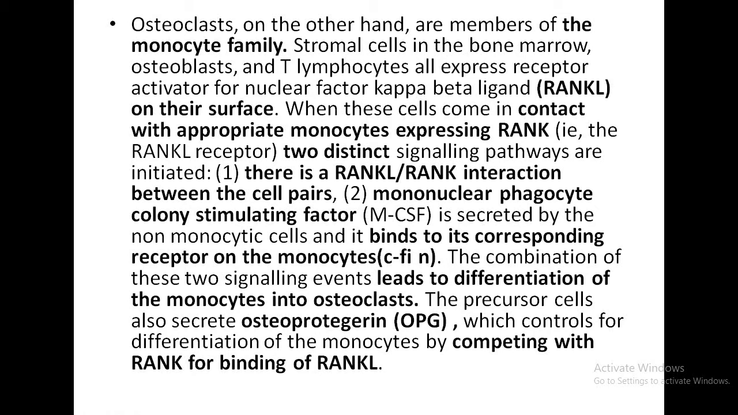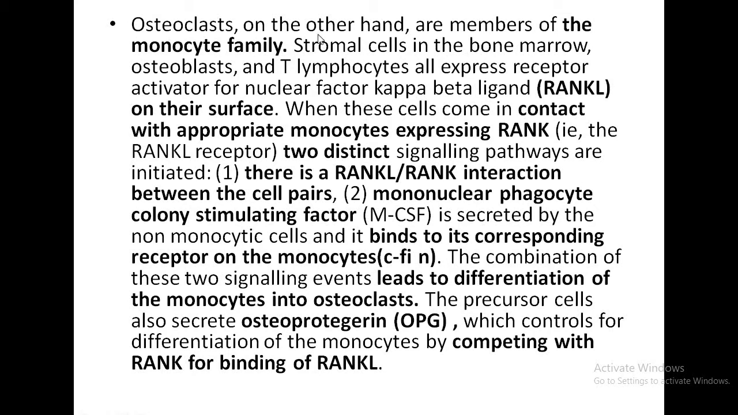When these cells, mainly the stromal cells, osteoblasts or T lymphocytes, come in contact with appropriate monocytes expressing RANK, the RANK L receptor, two signaling pathways are initiated. One is the RANK interaction between the cell pairs, and the other is the mononuclear phagocyte colony stimulating factor pathway. MCSF is secreted by non-monocytic cells, namely the osteoblasts, T lymphocytes and bone marrow, and it binds to its corresponding receptor on the monocytes.